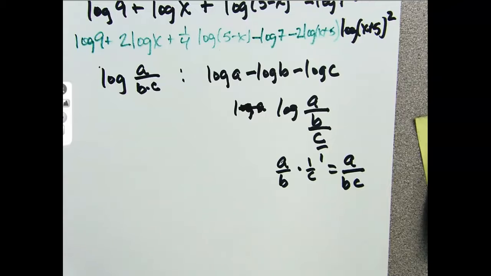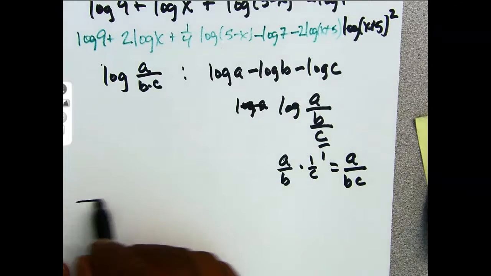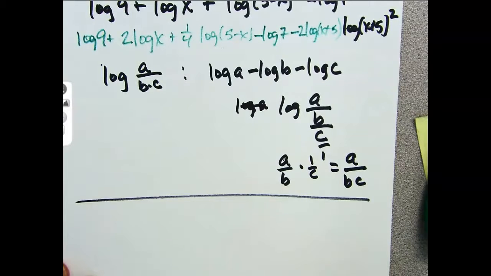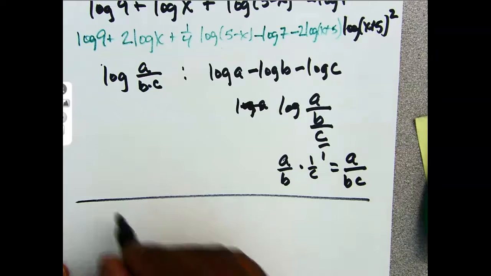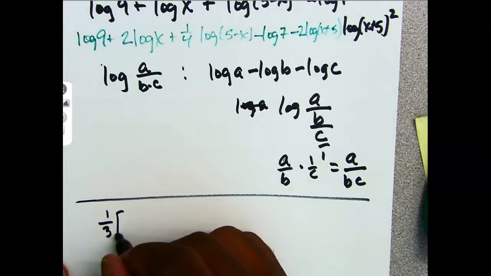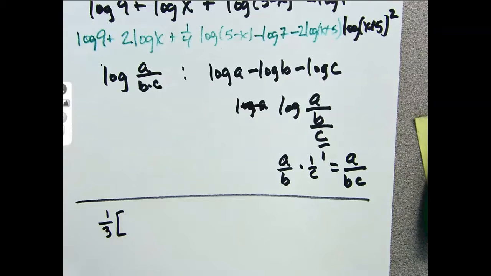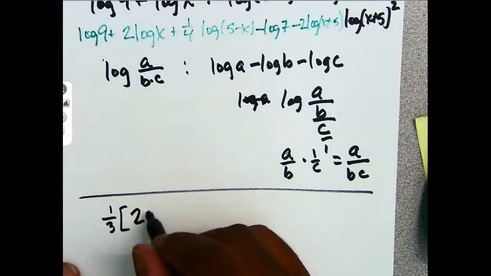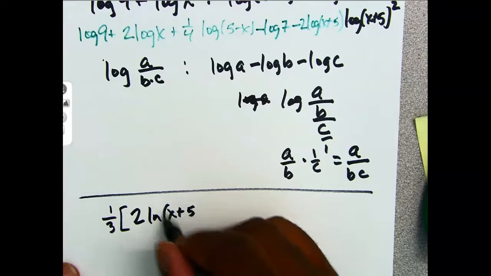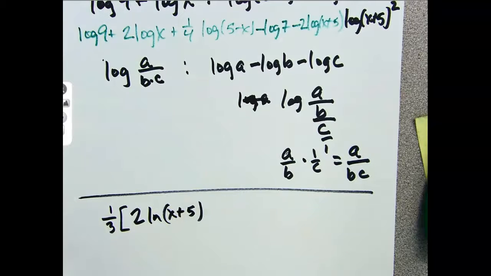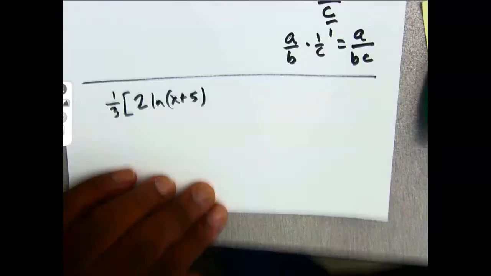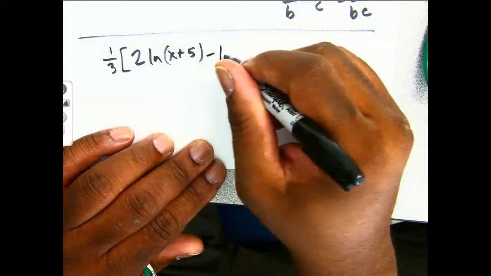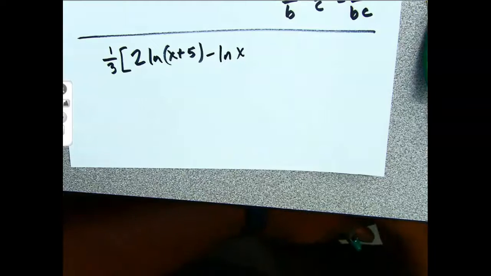All right. Here's what I want to do. And I think this might be beneficial. We're going to take a look at a problem. And our problem is 1/3 bracket 2 ln x plus 5 minus ln x. And then minus ln x squared minus 4.